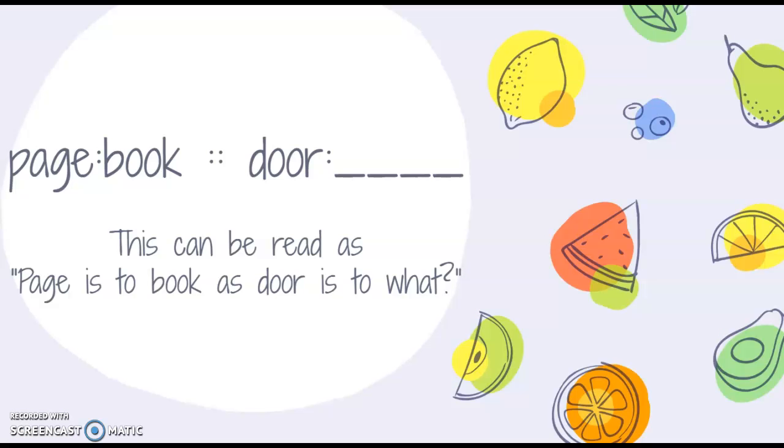Here's a great example of what an analogy looks like. If you notice, we see page and then a colon and then the word book. There's a double colon and then we have the word door, colon, blank. If you think back in math, a few weeks ago you learned about ratios, and you learned how different numbers could be read in this same way. If I was to read this out loud, I would not say the word colon or double colon. Instead, I would read this out loud as page is to book, as door is to what?